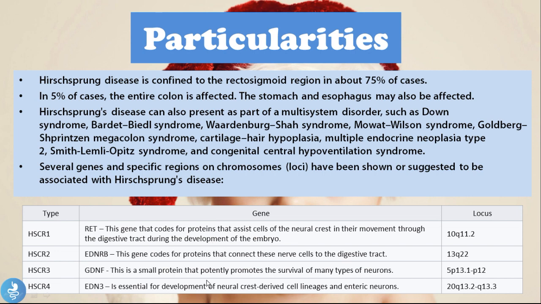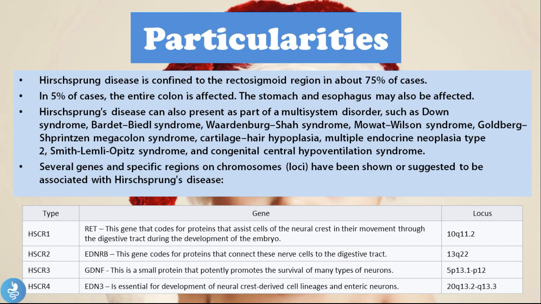So here's a quick description of the functions of these genes and why they lead to the development of Hirschsprung's disease. So the RET gene codes for the proteins that assist cells of the neural crest in their movement through the digestive tract in the development of the embryo. So remember in the beginning I said we have these 3 nerve plexuses which actually develop from the neural crest. So if we have a problem within the neural crest, we're going to have a problem with the development of those different plexuses, and this is how the RET gene contributes to the development of Hirschsprung's.